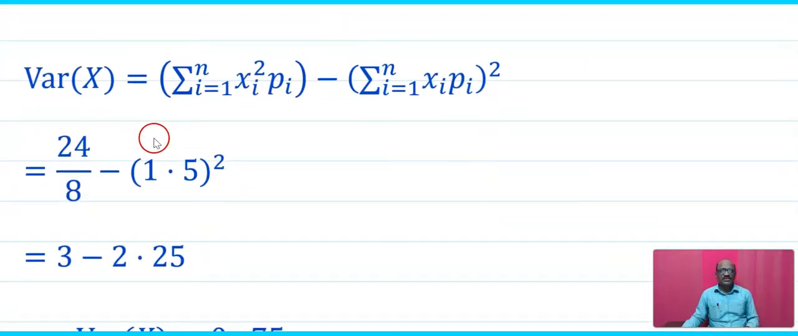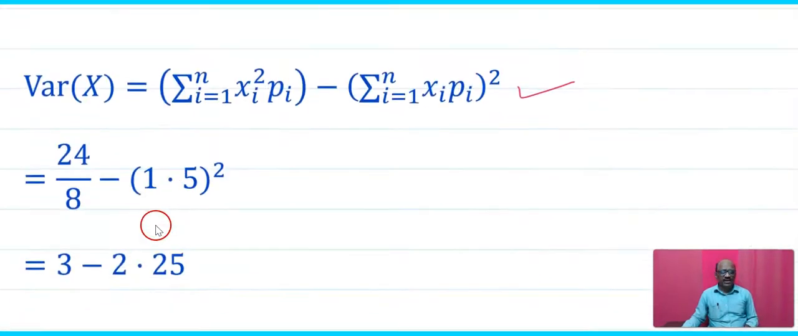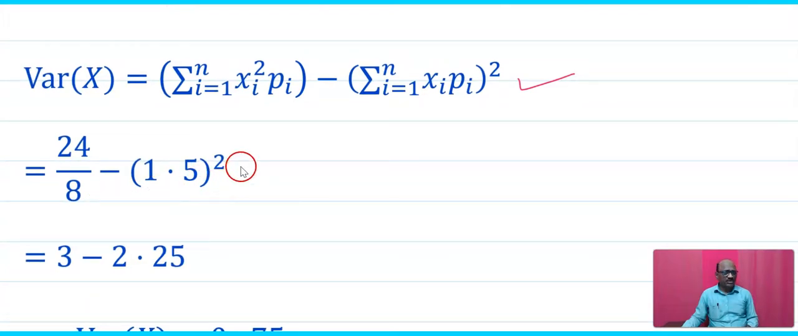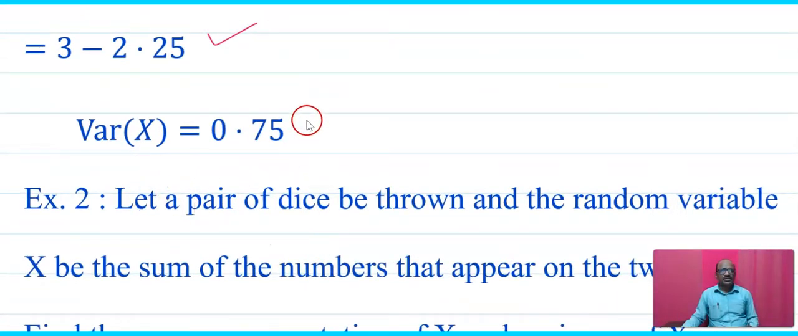Now the variance of x is summation i equals 1 to n of xi square into pi minus, summation i equals 1 to n of xi into pi, bracket square. The value of xi square into pi is 24 upon 8, next is 1.5 bracket square, and if you simplify it, then you will get the variance of x is equal to 0.75.